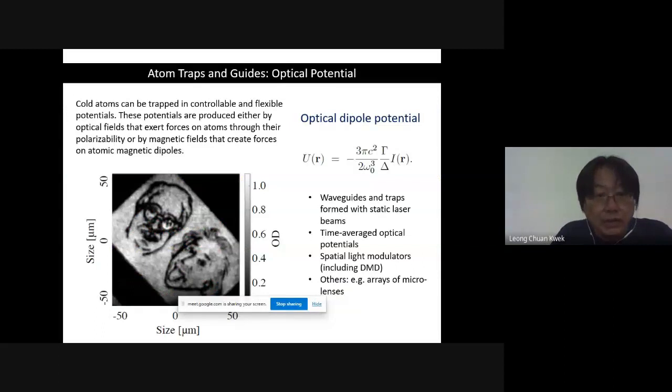Now, how are the atoms trapped? The atoms are typically trapped in so-called controllable flexible potentials. These potentials are produced by optical fields, typically, or magnetic fields that exert forces on the atoms. It's not hard to derive that the optical dipole potential can be given by that formula. Of course, gamma is the decay and delta is the detuning, and I here is just the intensity of the laser beam. If you look at this formula, it is nothing more than a chapter from your electromagnetic theory, where your potential is written as the dipole moment dot the electric field. And typically, the dipole moment is proportional to the electric field.